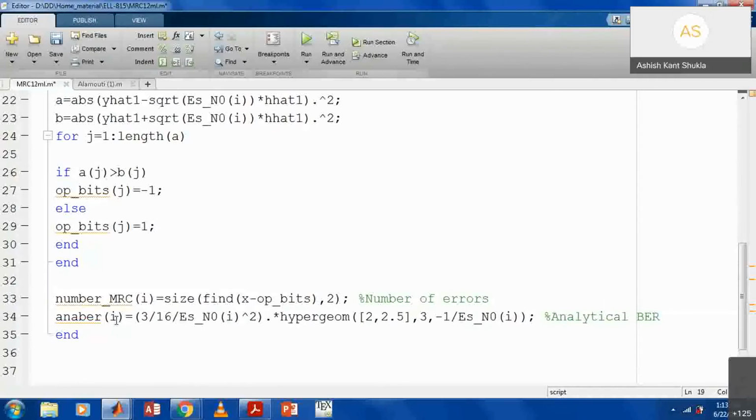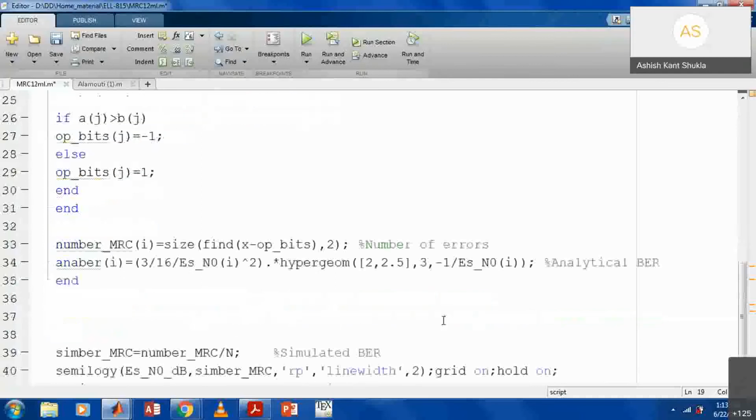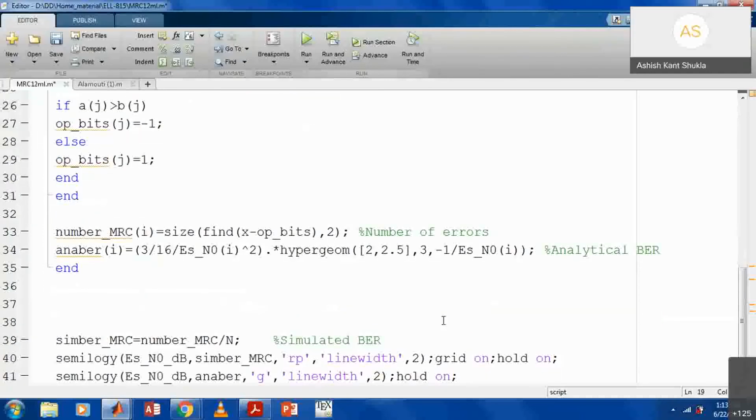Then next is the analytical BER. Professor Mano sir has already discussed this analytical BER in the slides also. It comes from mathematical expressions only. You can all go through these; they are available results, always in any standard textbook also, and sir has also discussed it.